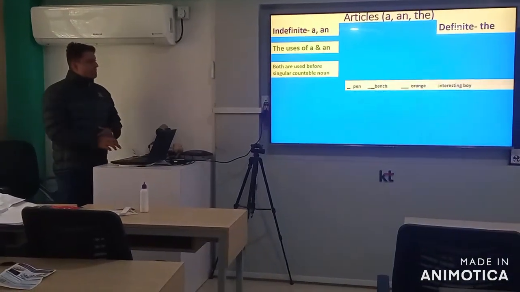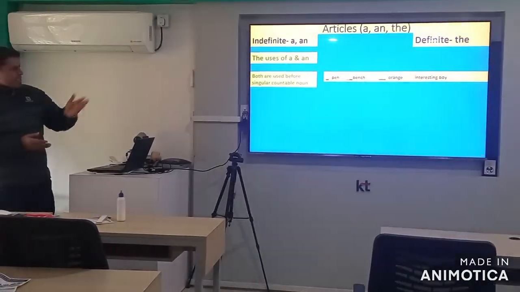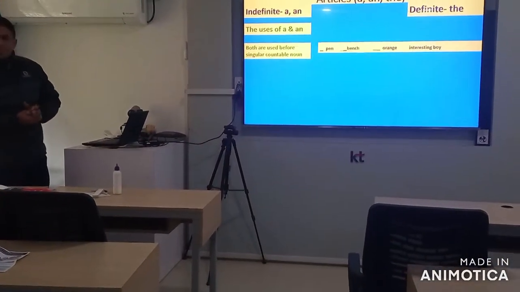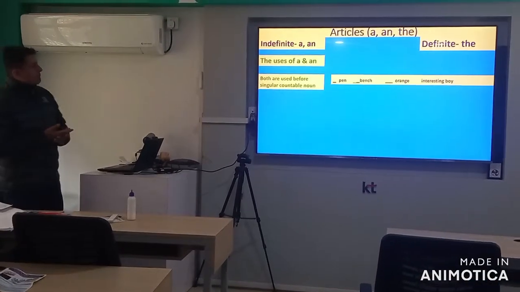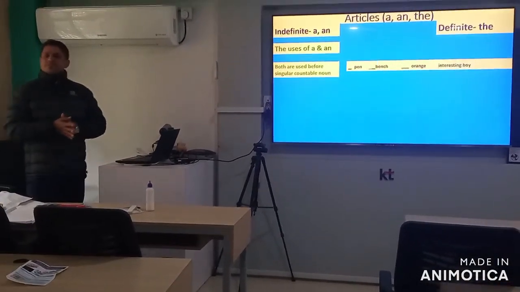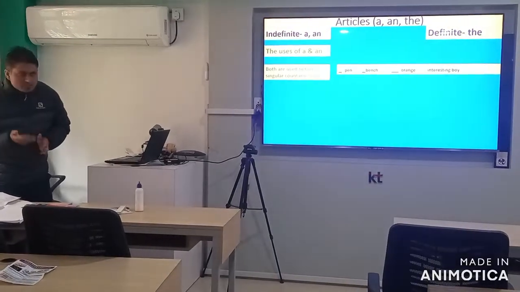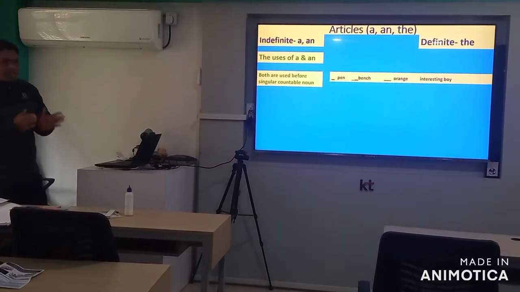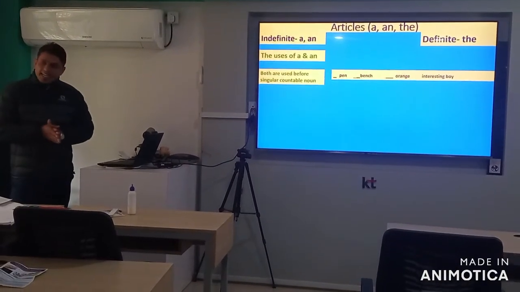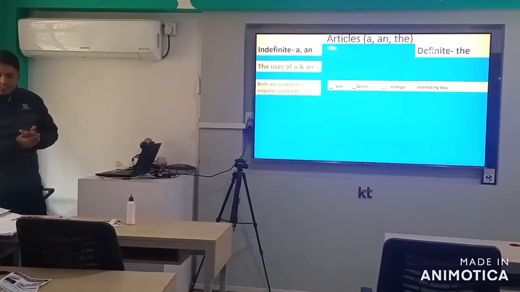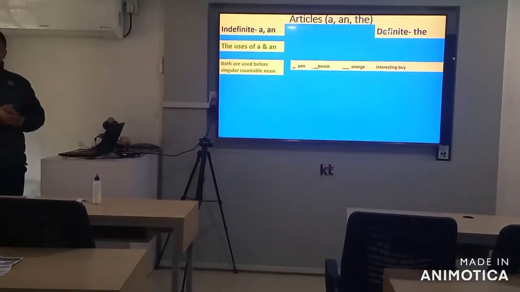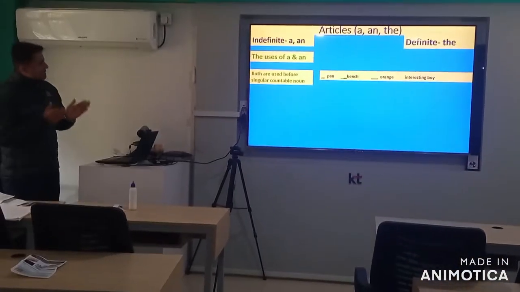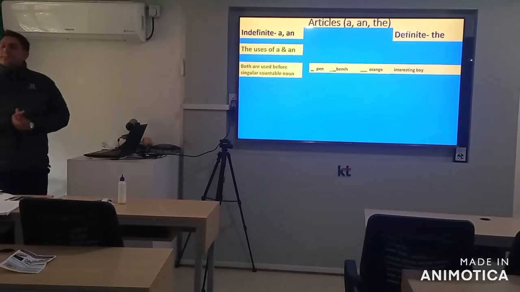Now let's look at some examples under these rules. See the examples: pen, bench, orange, interesting boy. What type of nouns are these? They are all singular nouns, and they are countable. We can count them as 1, 2, 3. So before them, undoubtedly, we have to use either a or an, the indefinite articles.